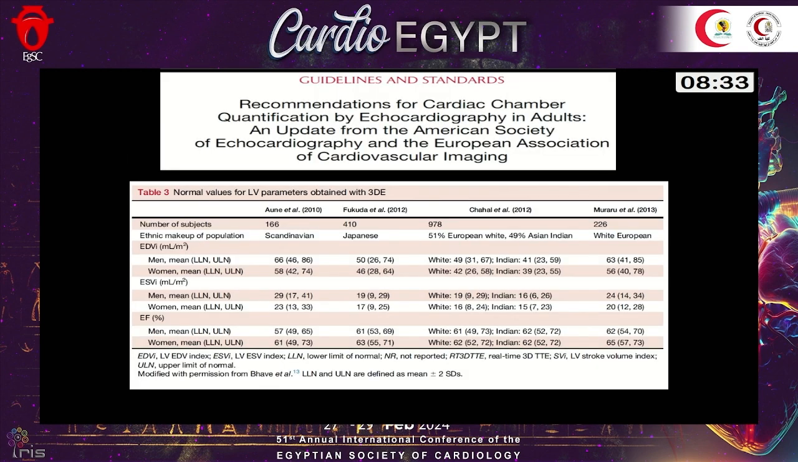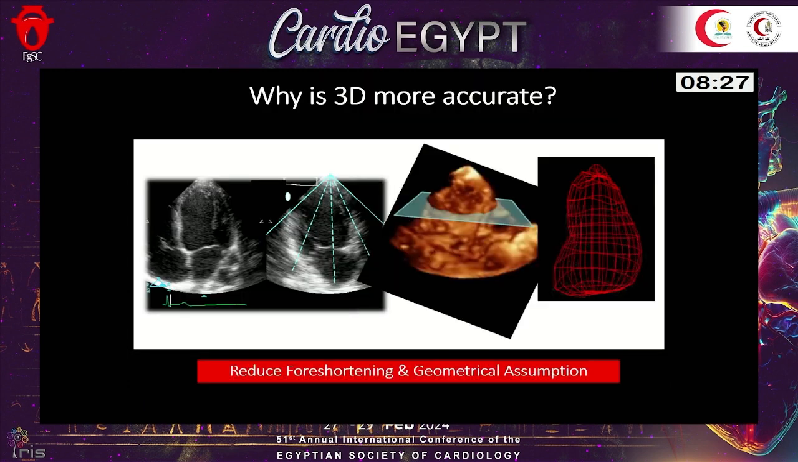And now we have reference values for 3D echo in many nations, but we are lacking them for the Egyptian population. Again, why is it more accurate? Because it avoids the two main problems of the 2D. There is no apical foreshortening. Those who use 3D echo assessment know that they can open the apex fully till the end in the software. Second thing, there is no geometrical assumption.